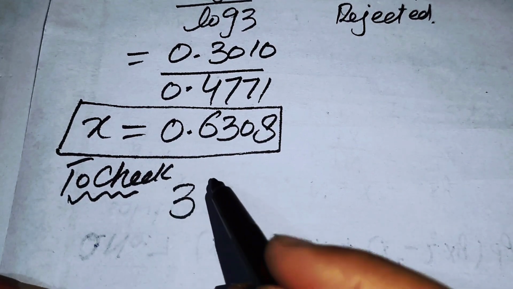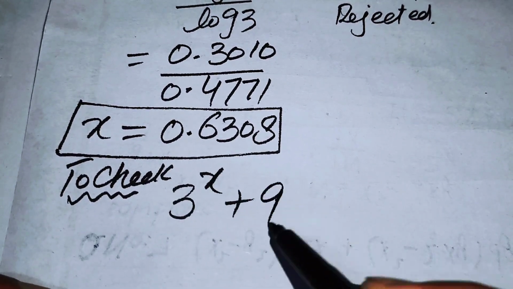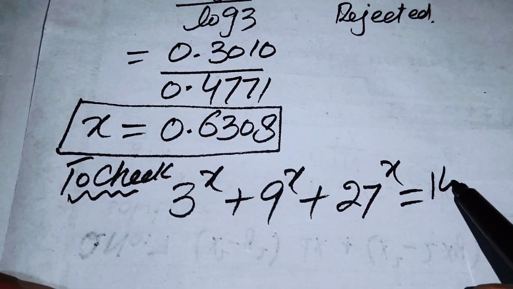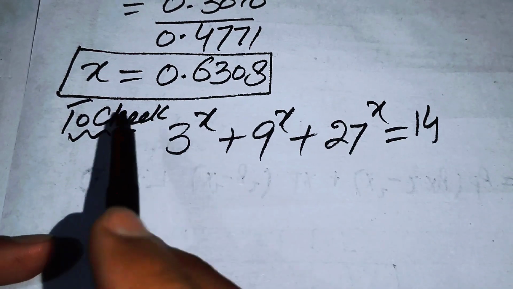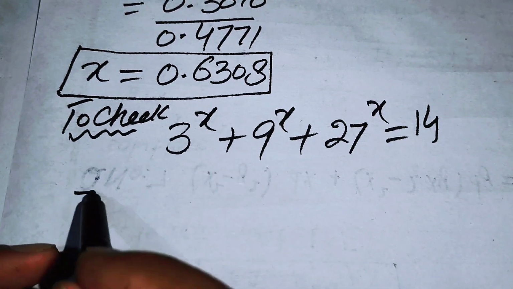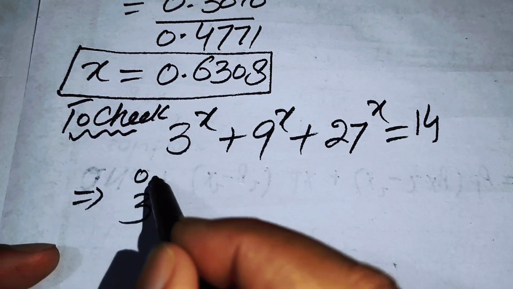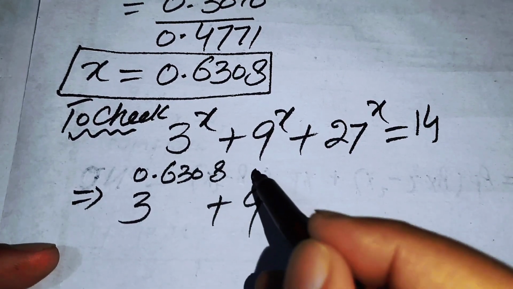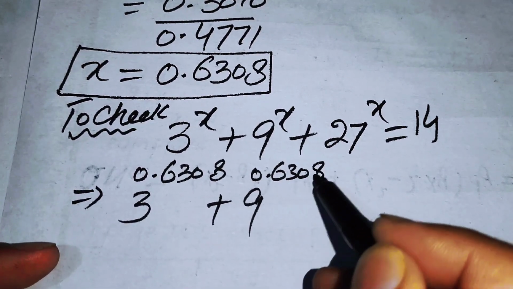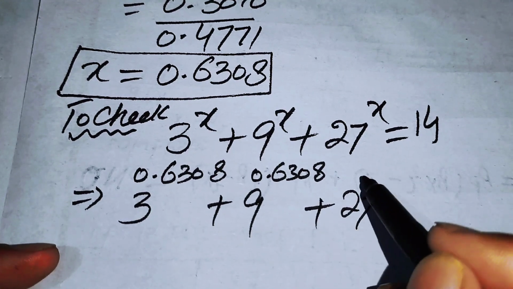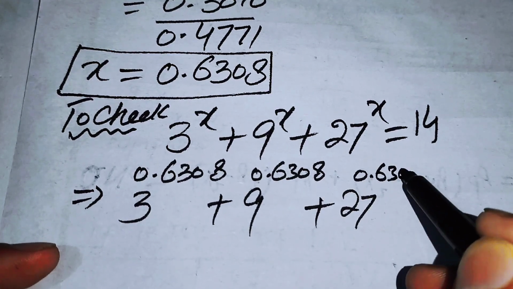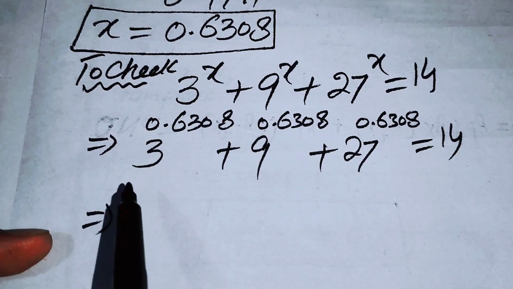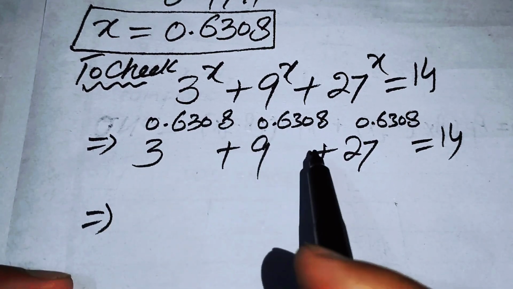the given question statement is 3 to the power of x plus 9 to the power of x plus 27 to the power of x is equal to 14. Now we put the value of x here, and you get 3 to the power of 0.6308 plus 9 to the power of 0.6308 plus 27 to the power of 0.6308 is equal to 14. You can use the calculator to find all these values.